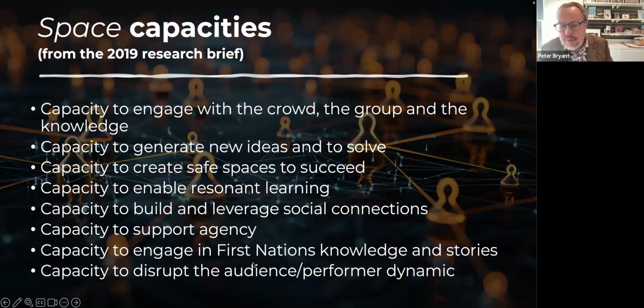The capacity to build and leverage social connections, very important in a connected learning approach. To have agency, to give you agency over the space. To be able to enable and engage First Nations knowledge and stories, which is a critical part of the university and business school strategy, and to disrupt that audience-performer dynamic and actually have a much more holistic, networked model of engagement.